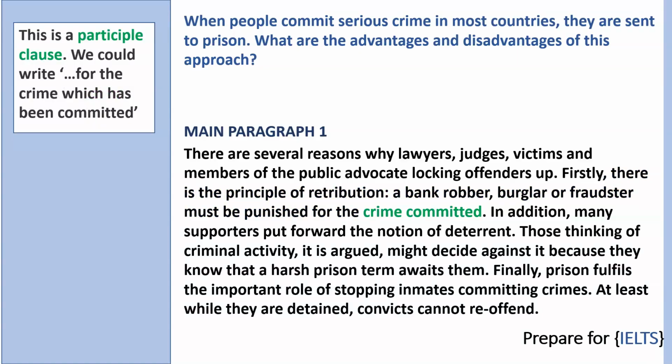This is a participle clause. Again, it's complex grammar. So here we could write for the crime which has been committed, but we take out which has been and make a participle clause. Committed is a participle, and that's why we call this a participle clause. It looks complex, it looks formal.